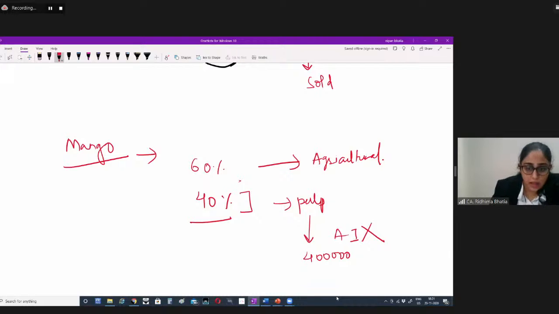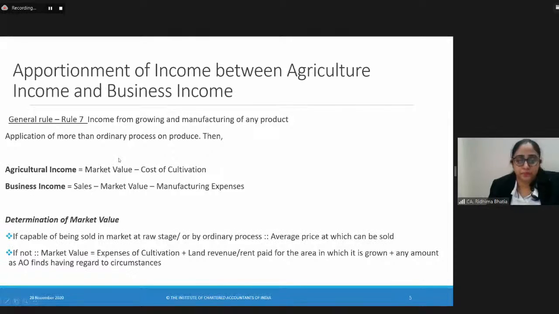Why? Because till the time these were mango, whatever I would have earned from that sale would be my agricultural income. But changing the nature of the produce into pulp and getting something from that would not be fully my agricultural income. Some part of that would be my business income. How? Simple. Till the stage of mango, what the 40% of these mangoes would have fetched in the market as mango itself would be my agricultural income, and the remaining part would be my business income. Clear?